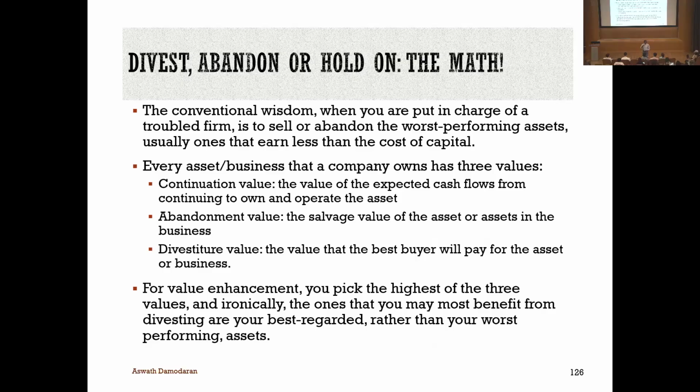Now let's go back to the question I asked at the start of the class about the 4 divisions of the company. In general, when you run a business and you look at every asset you own, not just every division, every asset, there are 3 values you can compute. The first is what I call a continuing value. If I keep holding on to the asset and collect the cash flows, what's the value of the asset going to be? You project the expected cash flows, discount back at a reasonable cost of capital, and you come up with a continuing value.